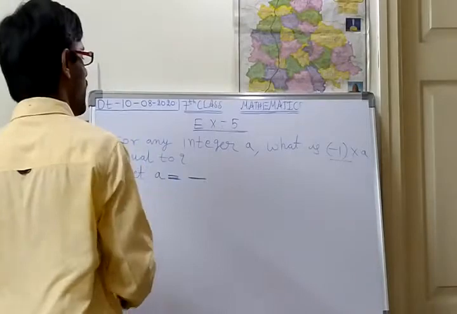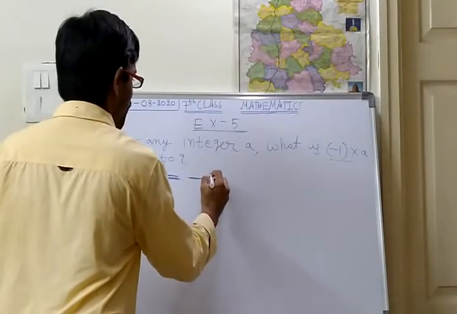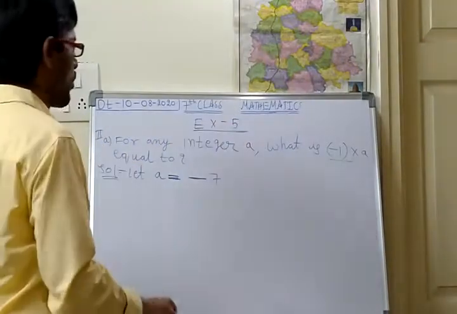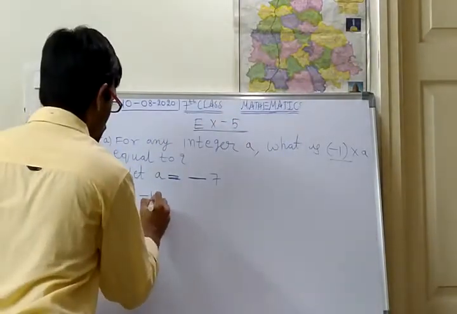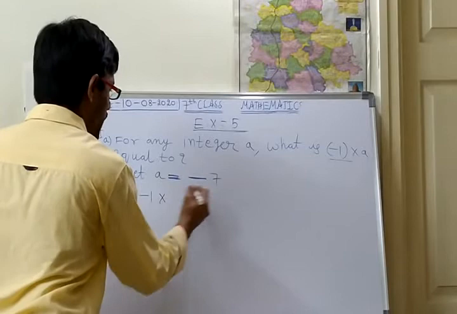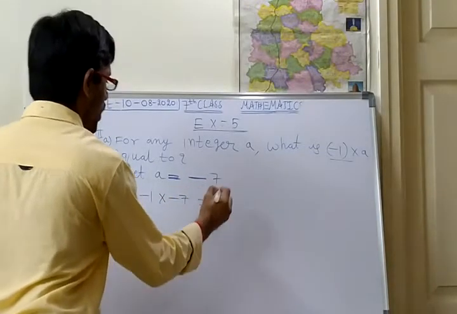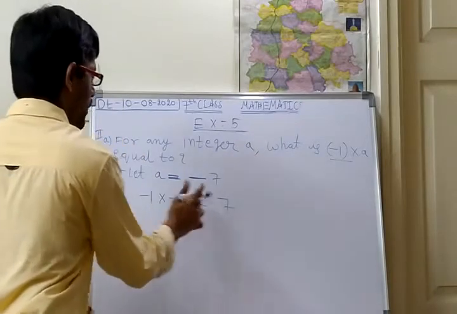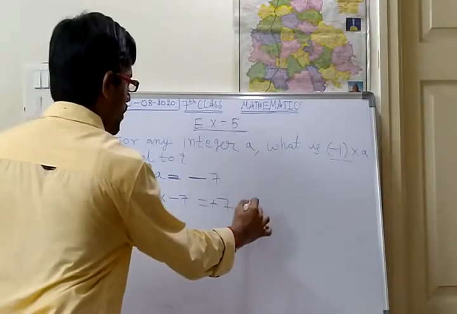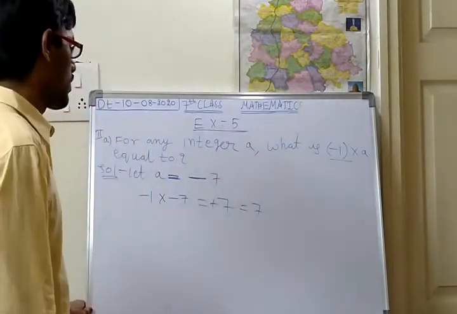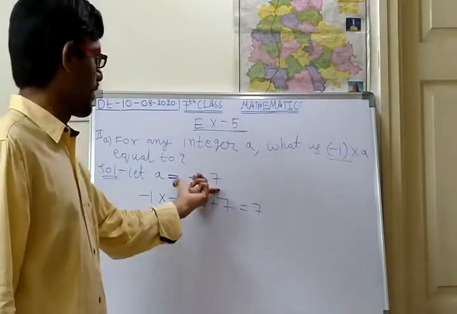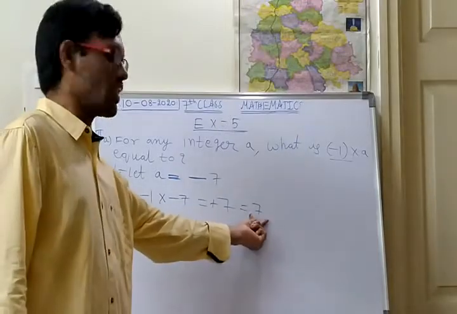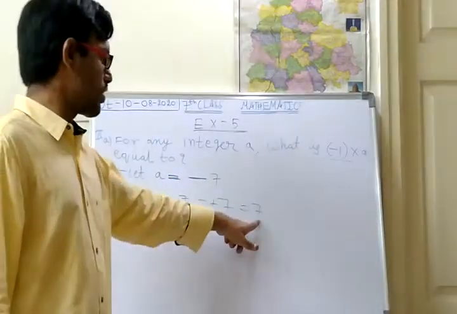First I am taking negative. So a is equal to minus 7. What is minus 1 into a? Minus 1 into a, what is a? Minus 7. So what is this product? 1 into 7, 7. Minus into minus, plus. That means 7 only. If a is a negative integer, the result is a positive integer.